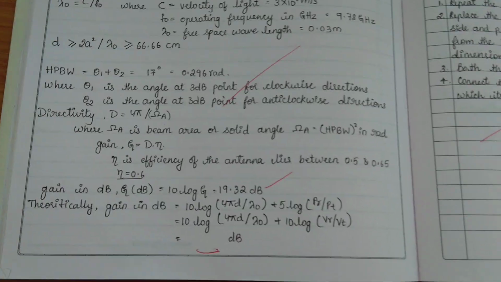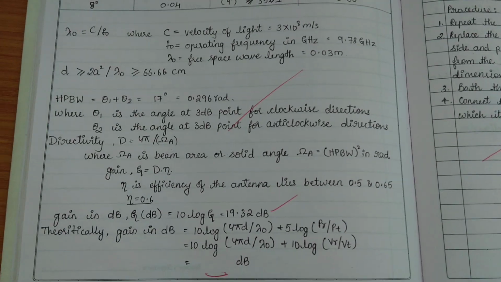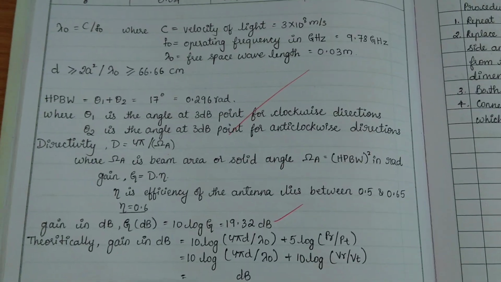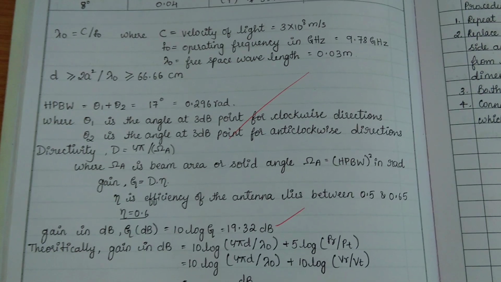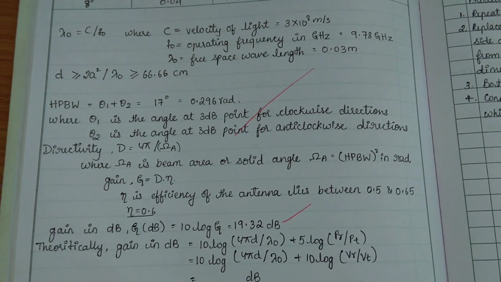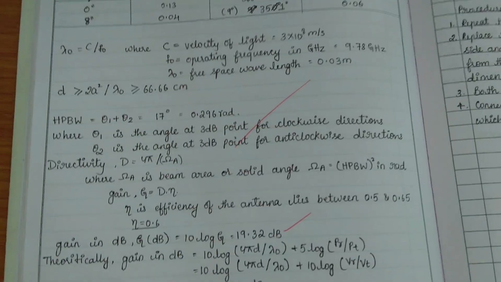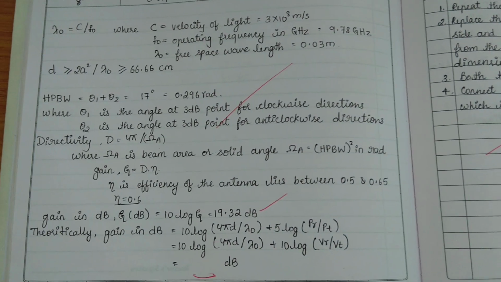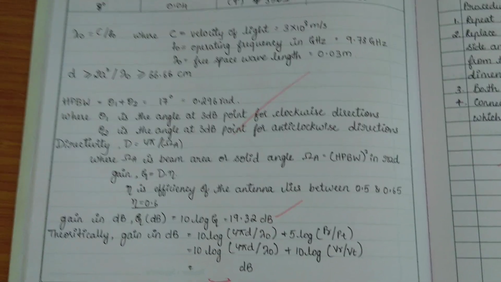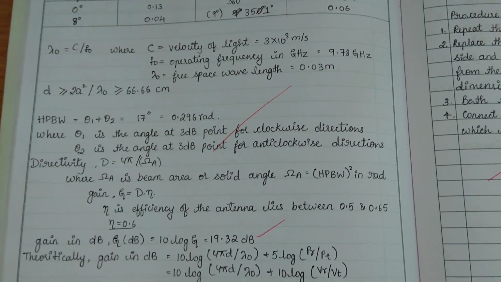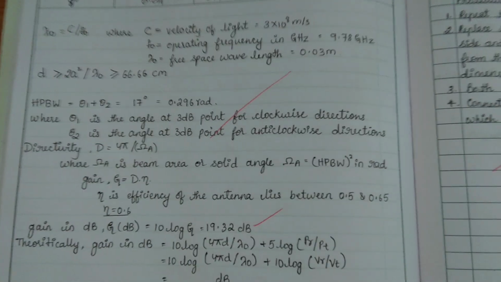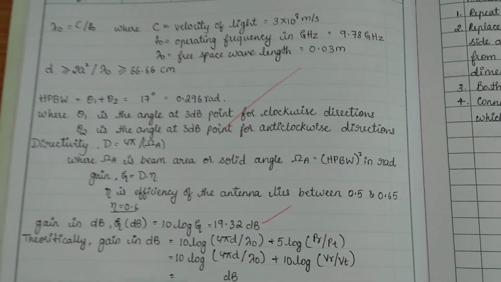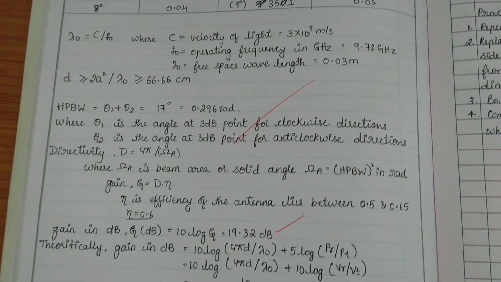Theta 1 and theta 2 together we have got as 17 degrees, and converting that into radians we get 0.296 radians. Theta 1 is the angle at the 3 dB point for the clockwise direction, and theta 2 is the angle at the 3 dB point for the anti-clockwise direction. Directivity D will be given by 4 pi by solid angle. The solid angle is nothing but HPBW whole square, as we have seen in the previous quiz also. So find HPBW whole square, that is the solid angle, and substitute it into the equation D equals 4 pi by omega A.